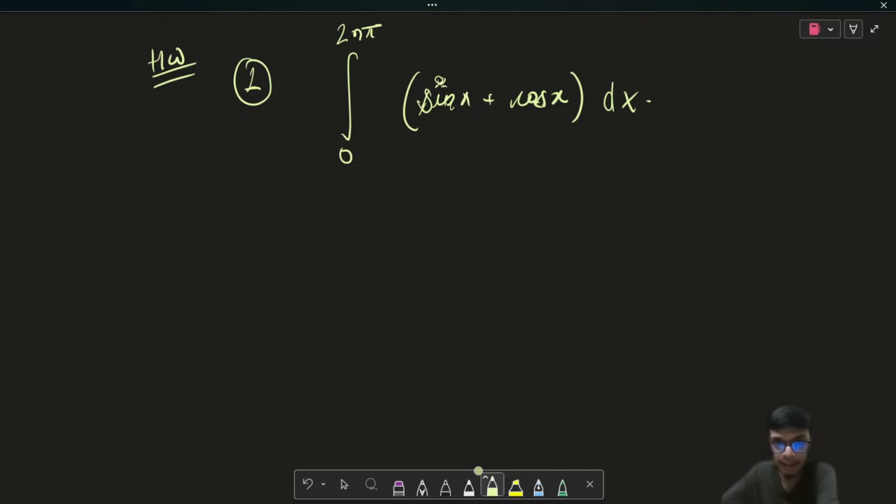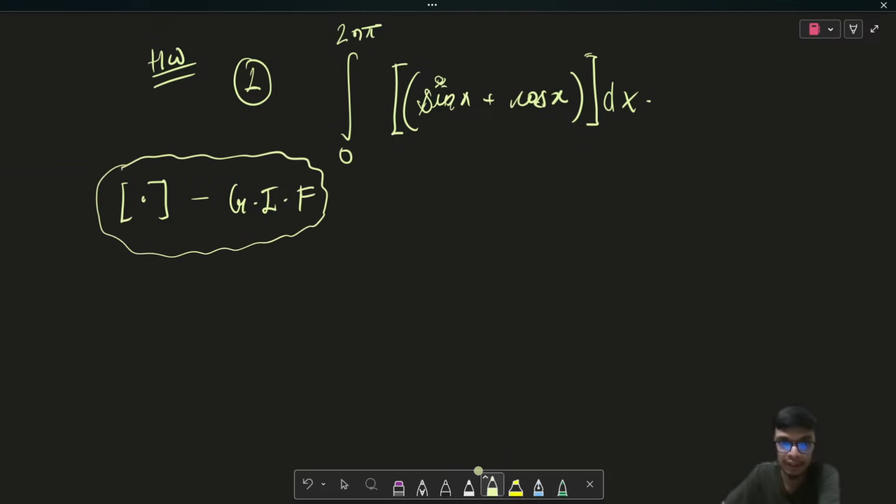Then we have the greatest integer of it, right? This square bracket denotes the greatest integer function. I'm writing it in short, GIF, which basically stands for greatest integer function. Please try to find out the result of this first problem. Secondly, you know that greatest integer functions are also periodic functions, so that is why I gave this question.